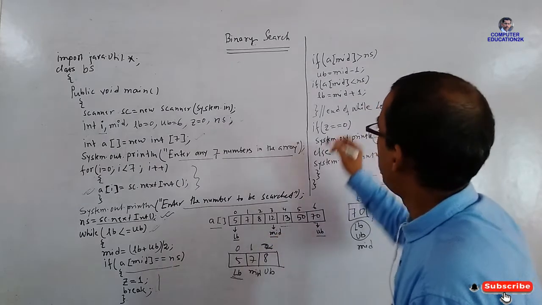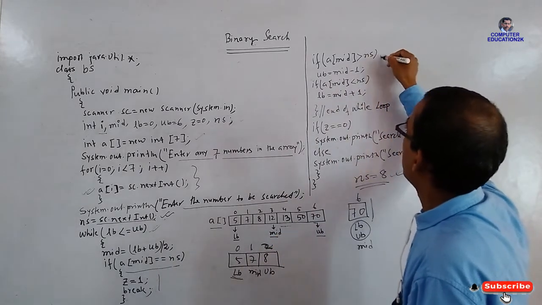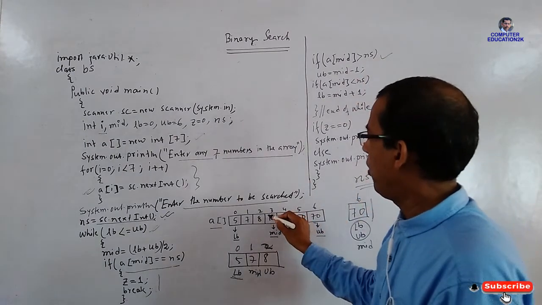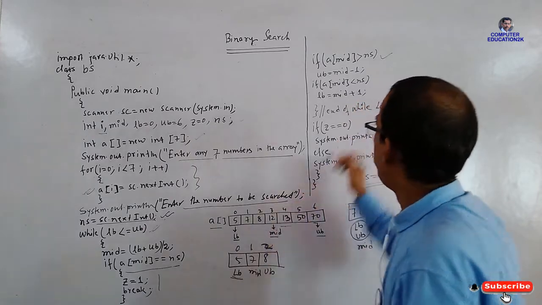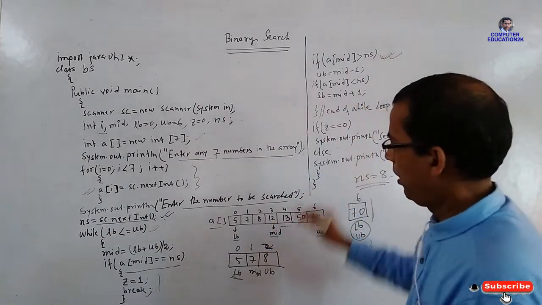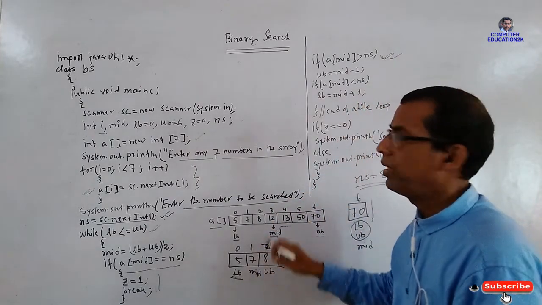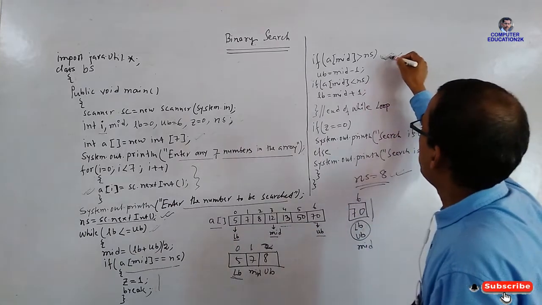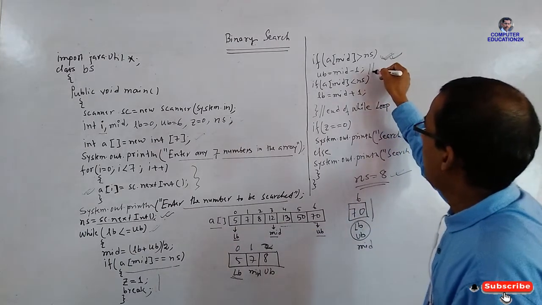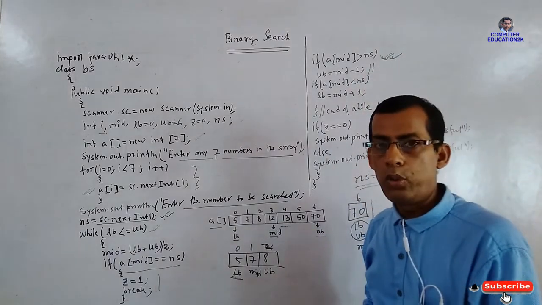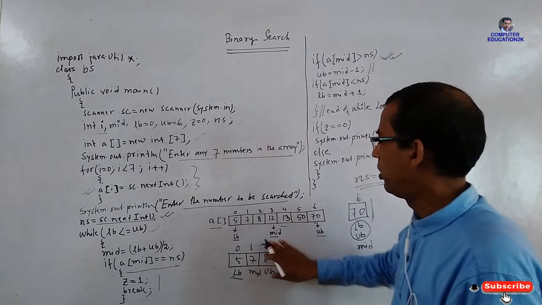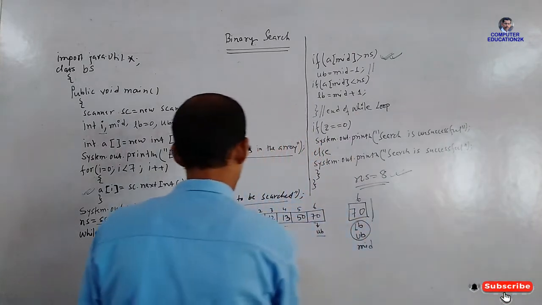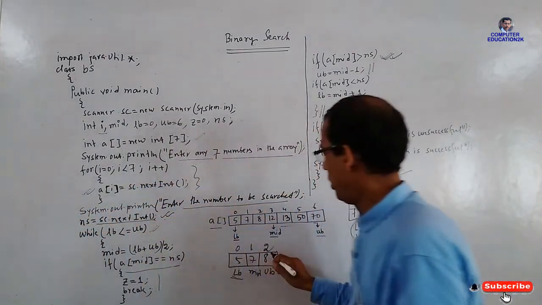Mid minus 1. That's why I am checking here. If A of mid, means if the middle number of the array is bigger than the number to be searched, then you have to change the upper bound. How to get the upper bound? Mid minus 1. 3 minus 1, 2. Okay?